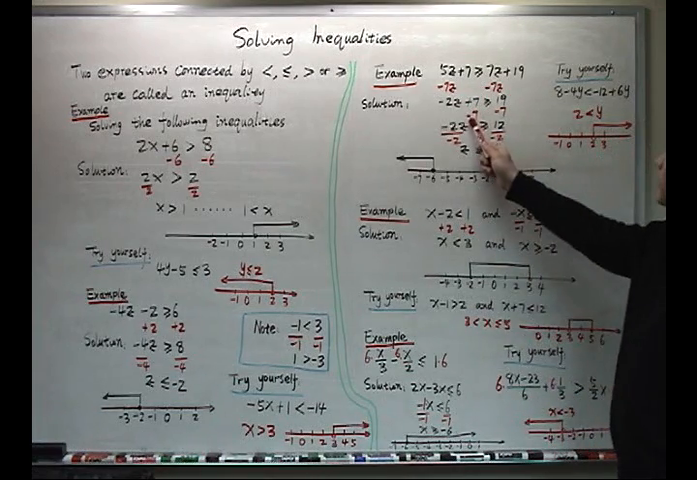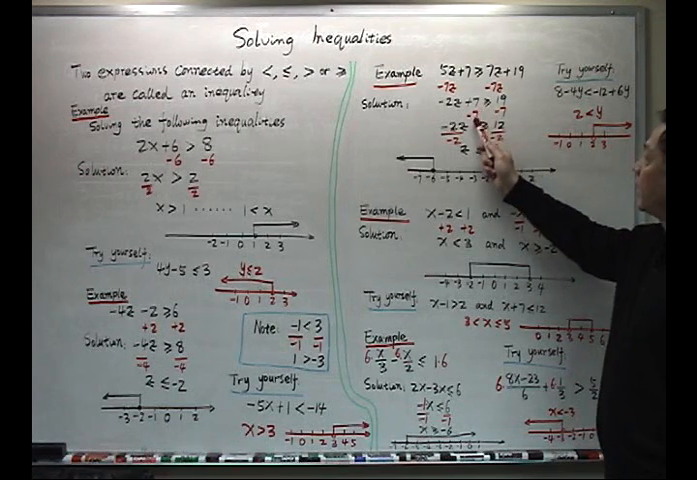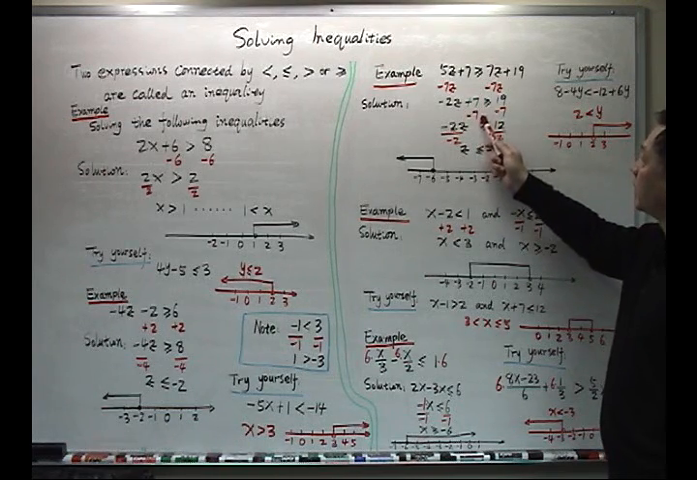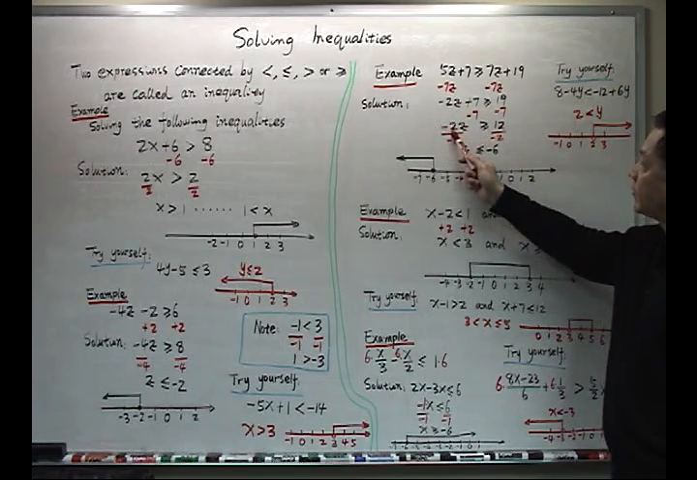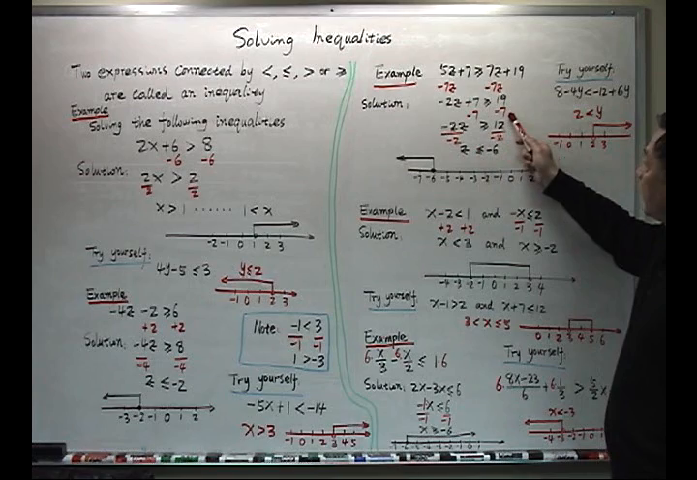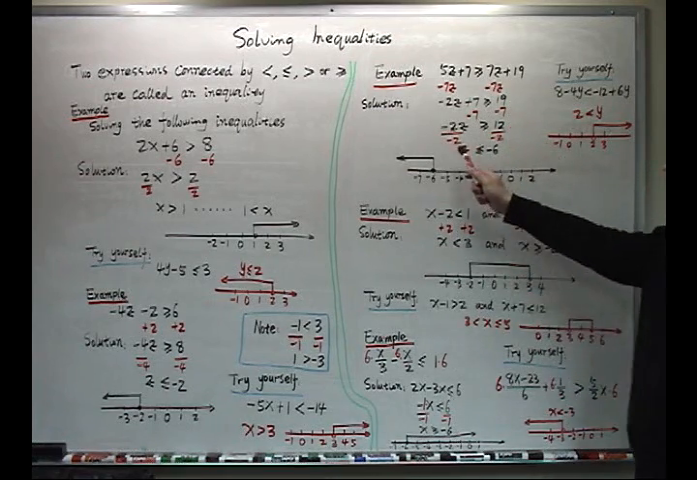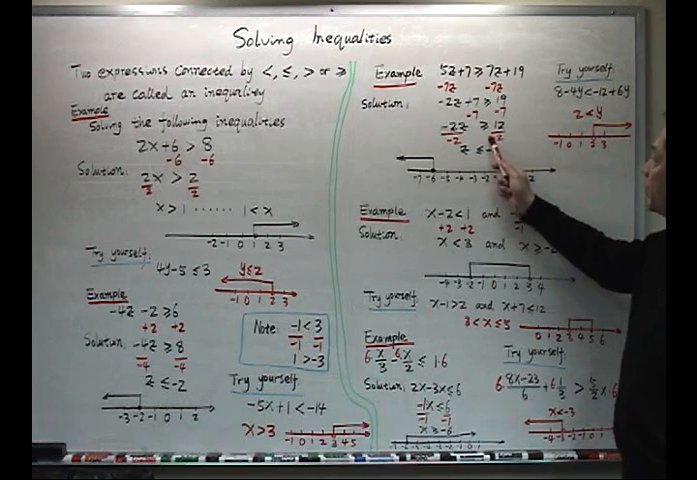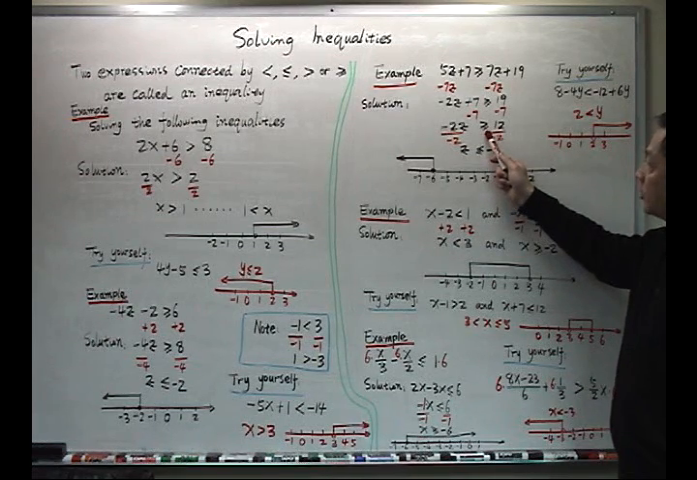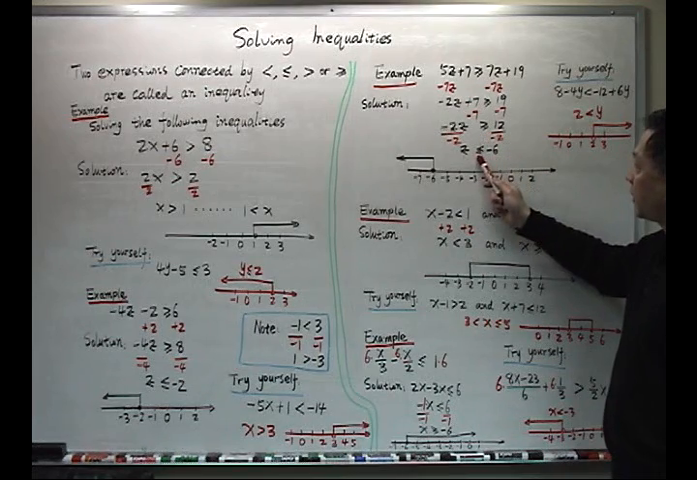Now, minus 7 on both sides. Positive 7, -7 cancel each other. Left-hand side is -2z. Right-hand side is 19 minus 7, which is 12. Divided by -2, switch the direction. Greater than or equal to, switch to less than or equal to.